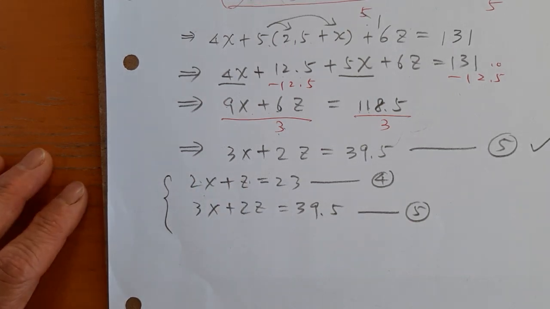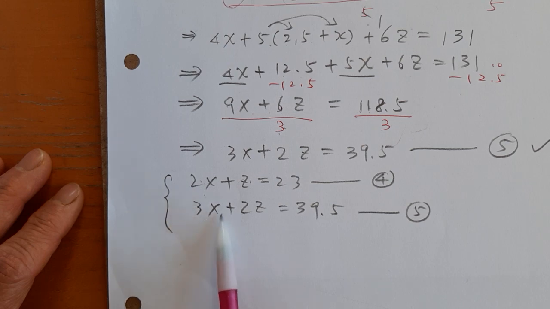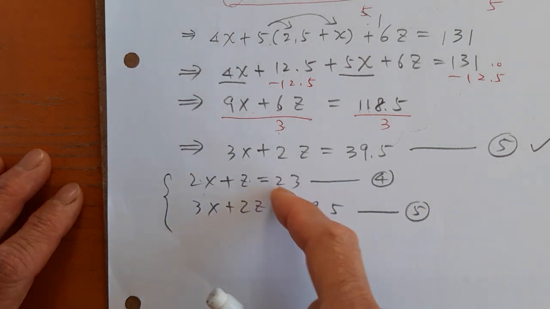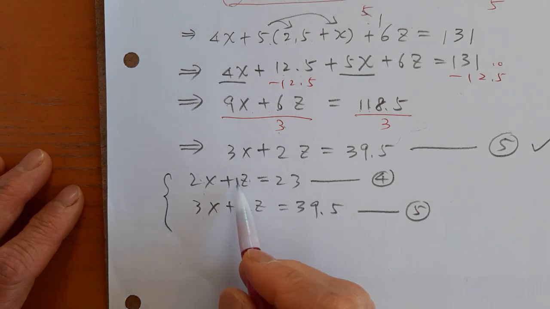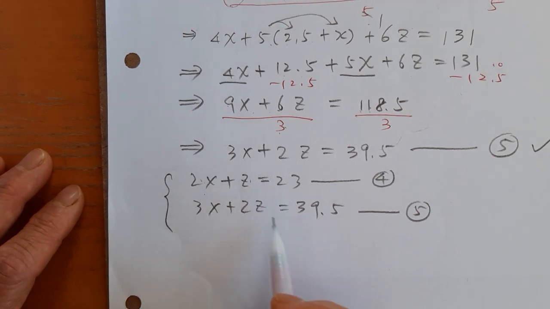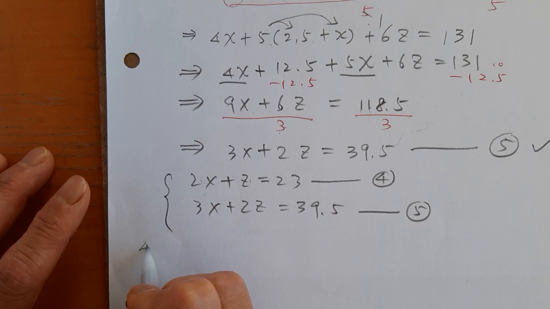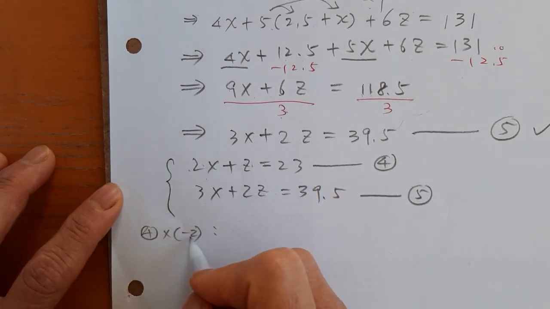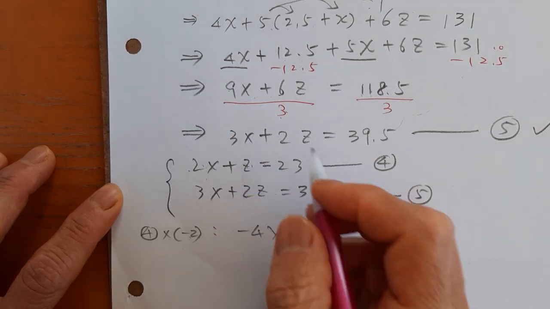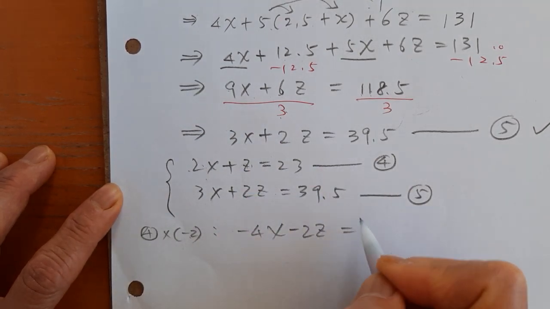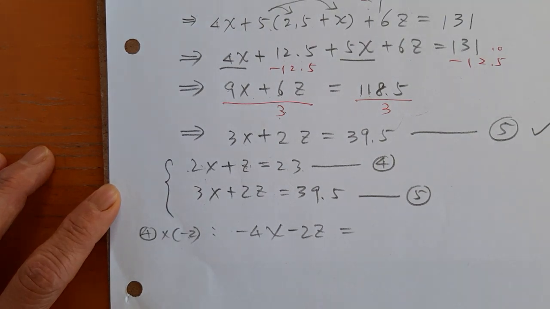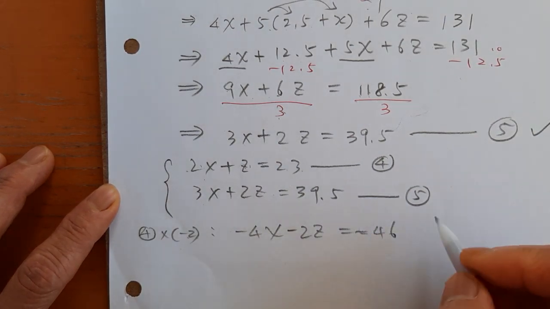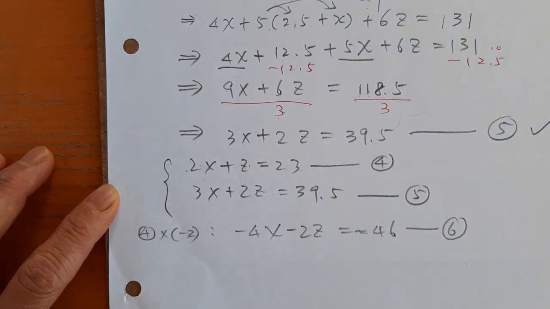Now we go eliminate. If we eliminate x, this needs 2 times by 3 and this needs 2 times by 2, to get 6x. So just eliminating z is easier, because for z you just need to multiply by 2. So you can do the fourth equation times negative 2. 2x times negative 2 is negative 4x. z times negative 2 is negative 2z. And 23 times negative 2 is negative 46. You can call this the sixth equation.